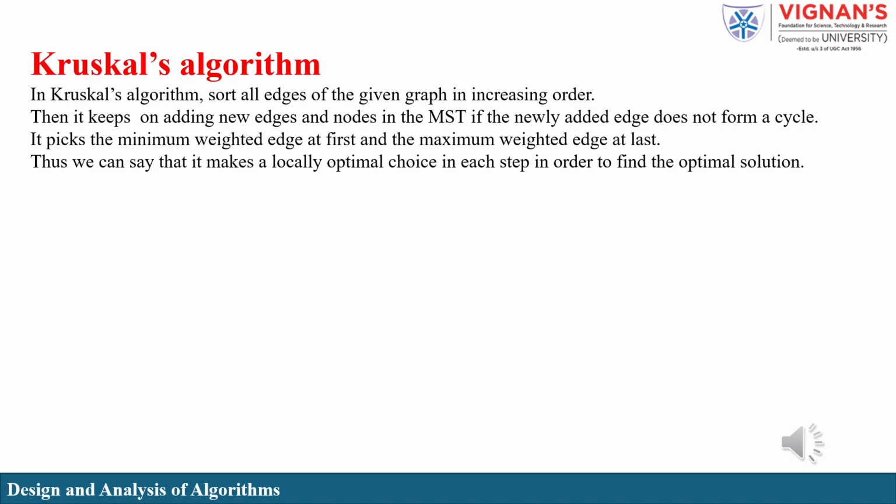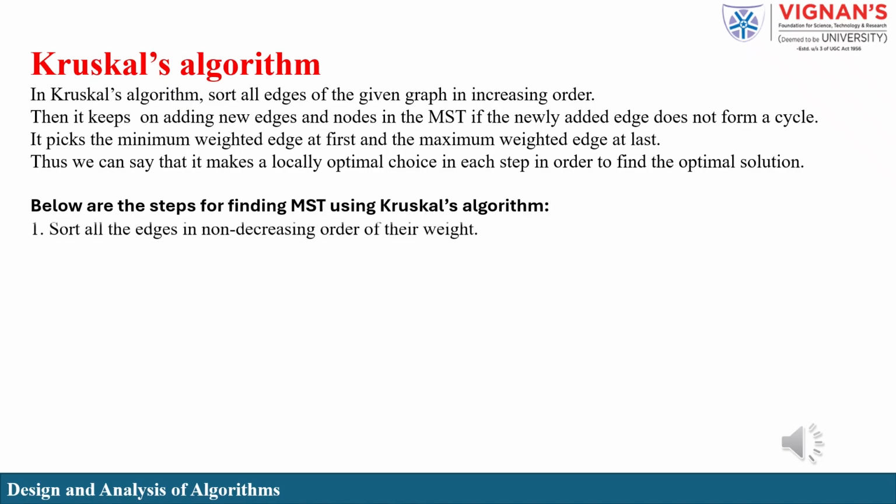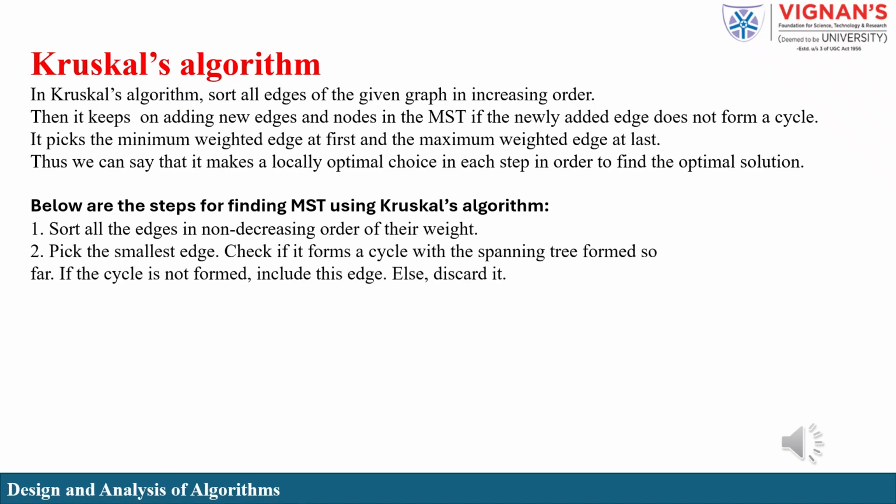Steps of Kruskal's algorithm. First, sort all the edges in non-decreasing order of their weights. Next, pick the smallest edge and check whether it forms a cycle with the current spanning tree. If it does not form a cycle, include the edge, otherwise, discard it. Repeat this process until the spanning tree contains V-1 edges.